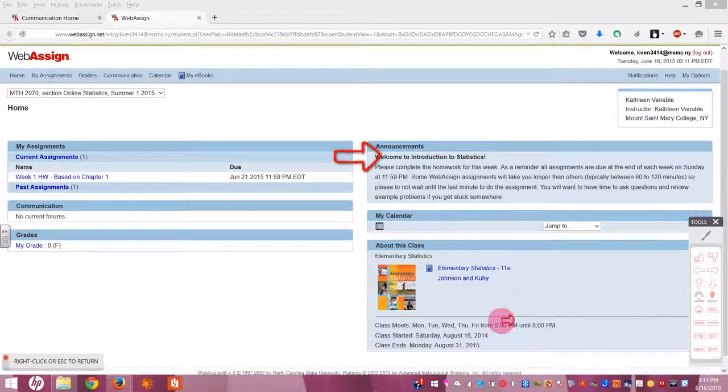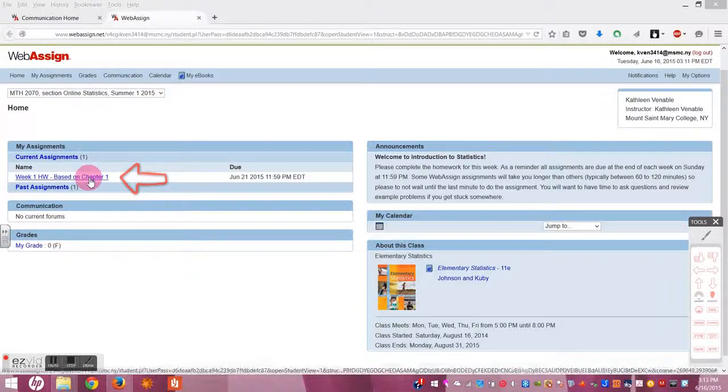This is just an introduction to what to expect with your homeworks, and letting you know that they're due every Sunday night at 11:59 p.m. They will be available every Monday morning at midnight. So basically you have a week to complete each assignment. Here is our first assignment.